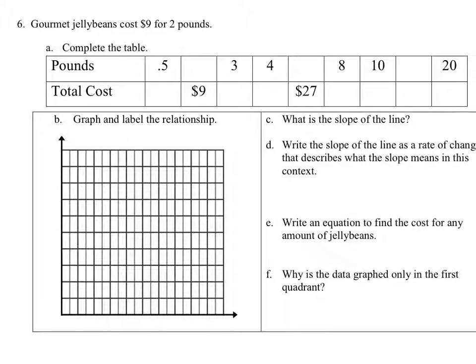Beans. Alright, cost. These cost $9 for 2 pounds. So in the table, right here, you see this $9, the cost? How many pounds can we get for $9? We already know that it would be 2 pounds because of what it says right here.